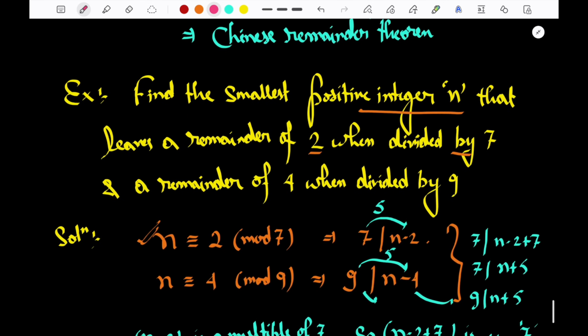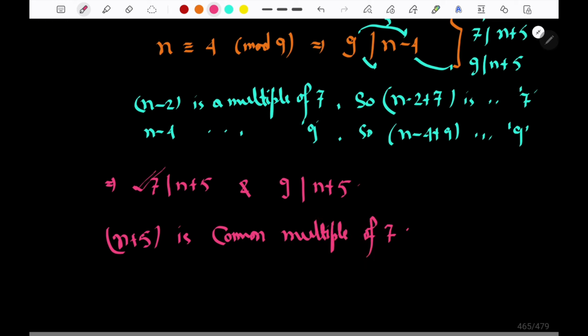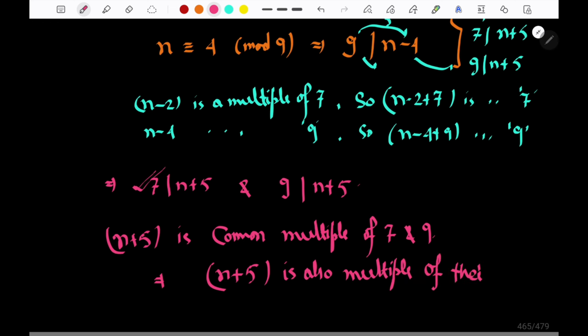It means n plus 5 is a common multiple of 7 and 9. How is this possible? What does this imply? n plus 5 is also a multiple of their LCM.